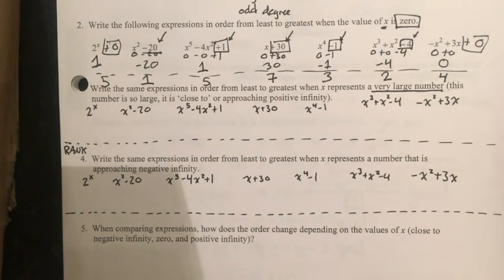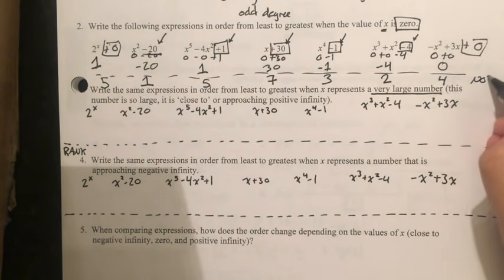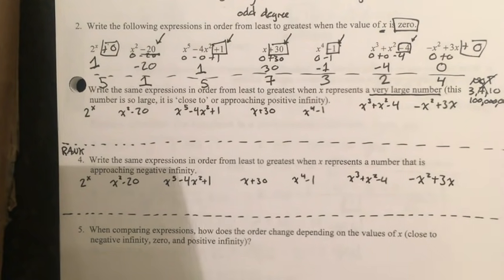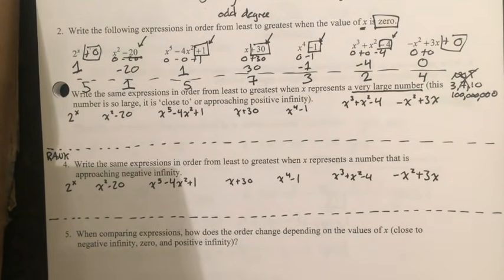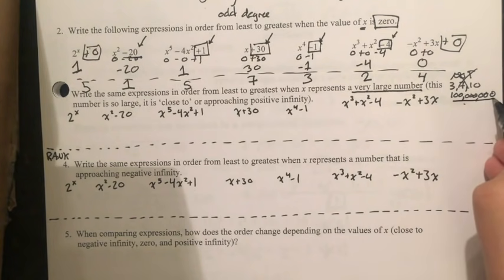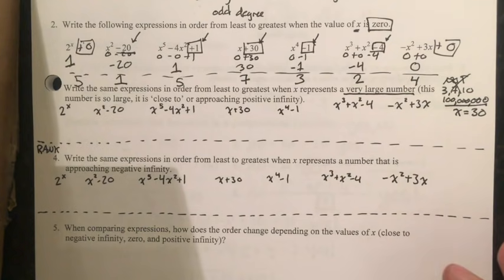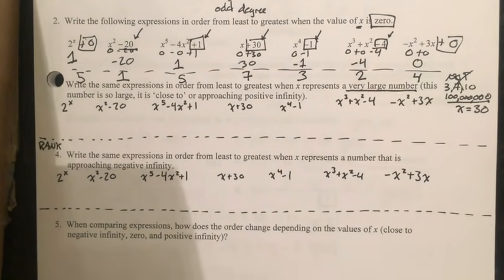Now, a very large number is not 3 or 7 or 10. What we're talking about for a very large number is something like 100 or 100,000 or 100 million. We're talking about numbers that are astronomically huge. Now, unfortunately, our calculators can't handle numbers like this. The absolute highest I'm going to get is 30. Now, granted, that's really not very big. It's simply as big as my calculator can handle.